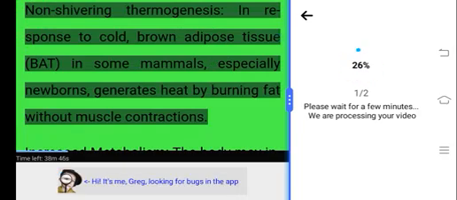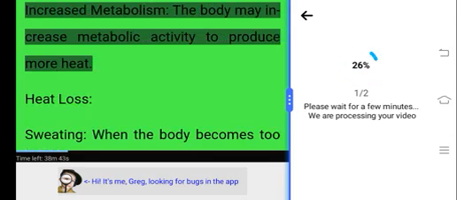Non-shivering thermogenesis. In response to cold, brown adipose tissue, fat in some mammals, especially newborns, generates heat by burning fat without muscle contractions. Increased metabolism. The body may increase metabolic activity to produce more heat.